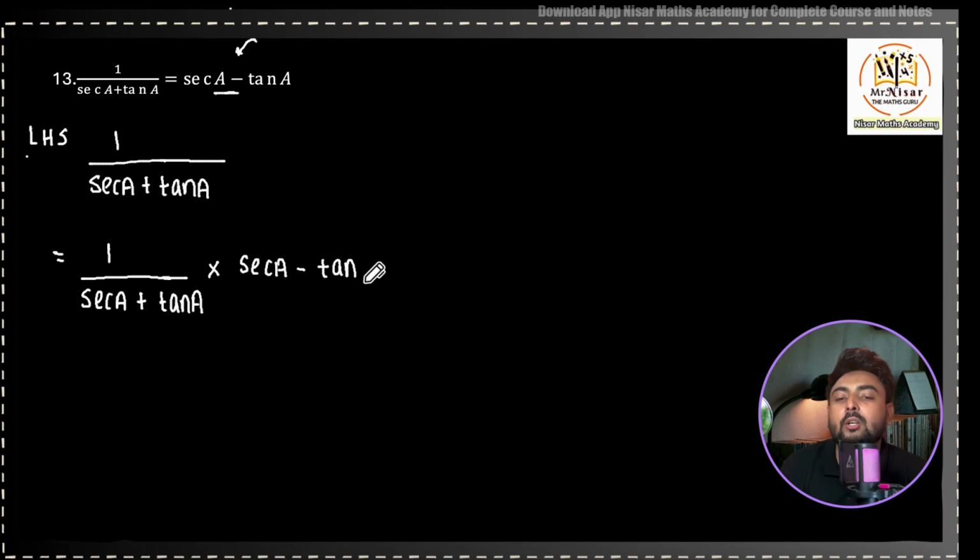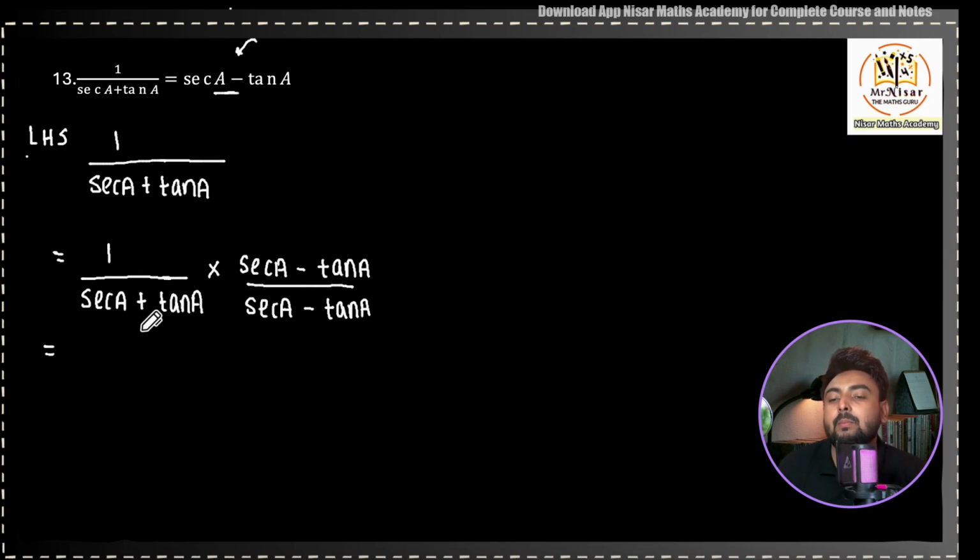The conjugate of sec A plus tan A is sec A minus tan A, multiplied with the numerator and multiplied with the denominator. This is called rationalizing the denominator. We take the conjugate pair: if plus is there, take minus, and if minus is there, take plus. Now we have done the rationalization. Now how to solve? There is a multiplication of fractions. How to multiply two fractions? Multiply numerator to numerator and denominator to denominator.